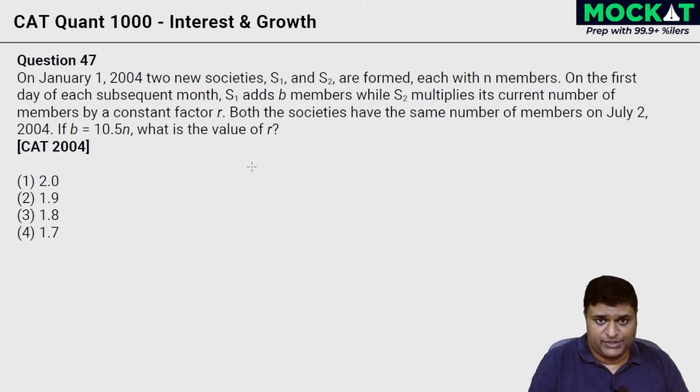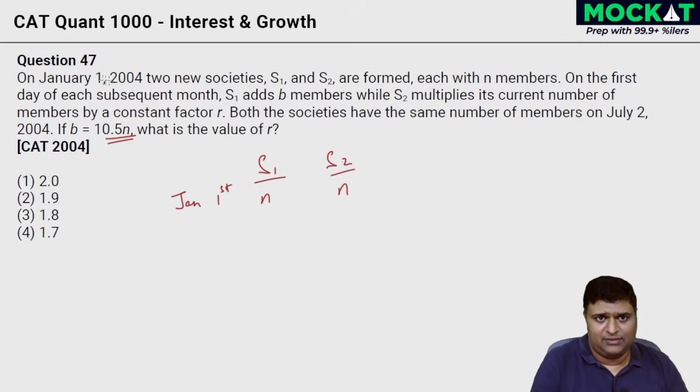On January 1st, 2004, 2 new societies, S1 and S2, are formed, each with N members. Okay, S1 and S2, and each of these societies have N members on January 1st. On the first day of each subsequent month, S1 adds B members, while S2 multiplies its current number of members by a constant factor R. Both the societies have the same number of members on July 2, 2004, if B is 10.5 N.